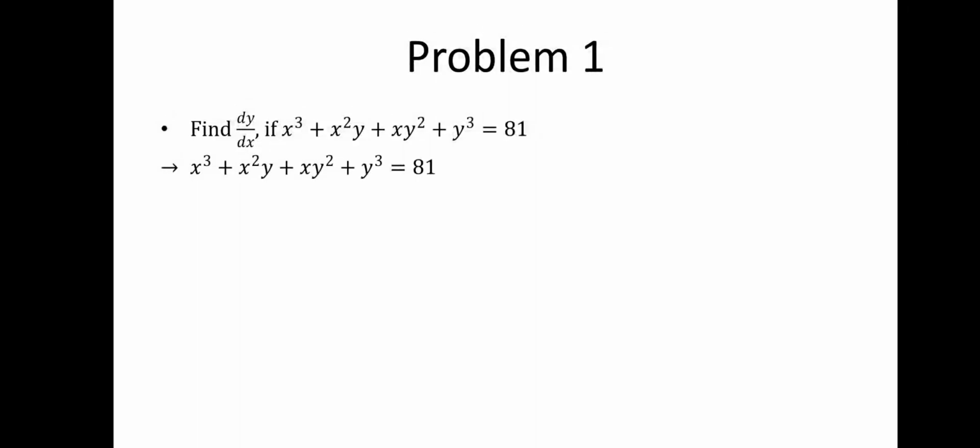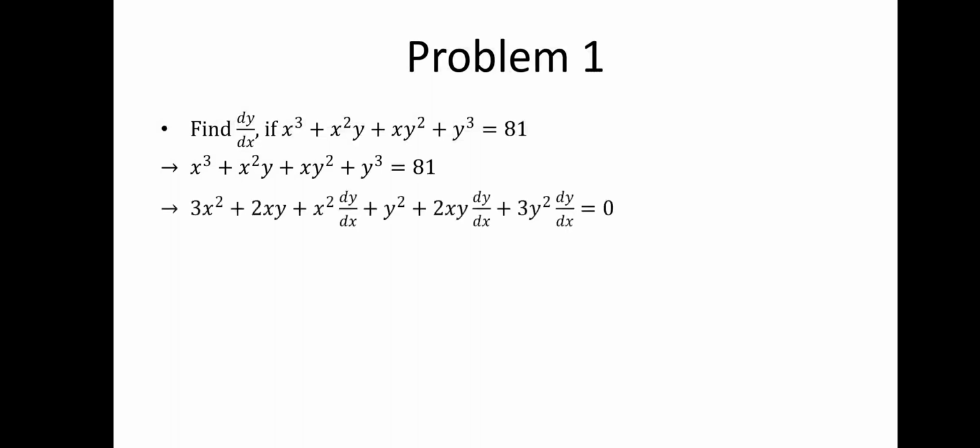If we differentiate both sides, x cube becomes 3x square. For x square y, it is a multiplication. If I differentiate x square first, it becomes 2x, and then differentiating y gives x square dy/dx. So this whole thing becomes this. Again, x y square becomes this. Just understand how it is happening: apply the multiplication rule of derivatives and you get your answer. Then y cube gives 3y square dy/dx, and on the right hand side I have 81. 81 is a constant, so its derivative is 0.